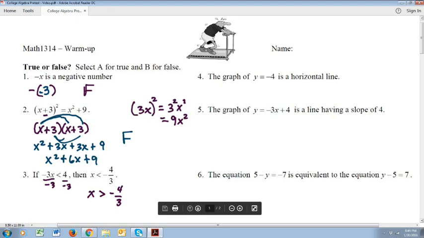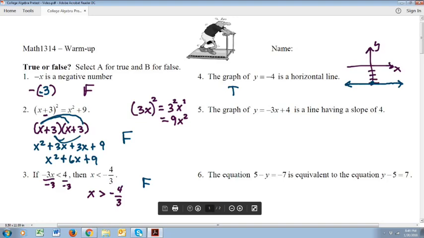All right, let's go ahead and look at number 4. If you're trying to graph this, let's see, 1, 2, 3, 4. We would have a point right there. The thing is, every point on this line has a y value of negative 4. And so this is a horizontal line. So this one was true. Sorry, I didn't write false on the last one. So we have false, false, false, true so far.